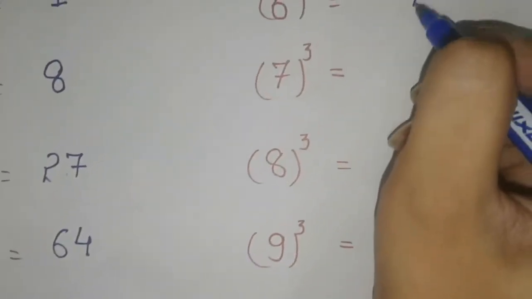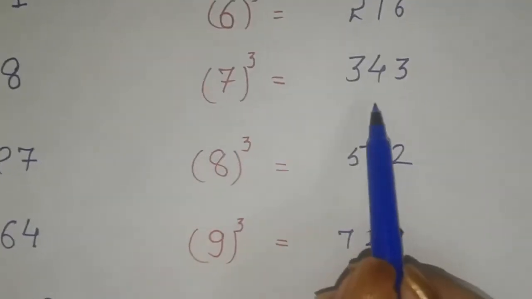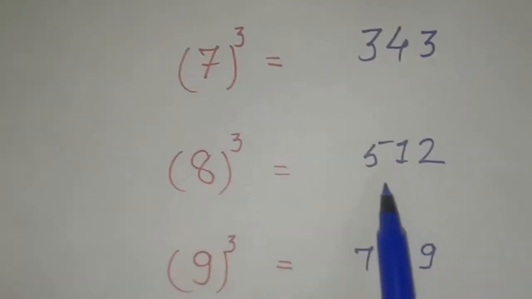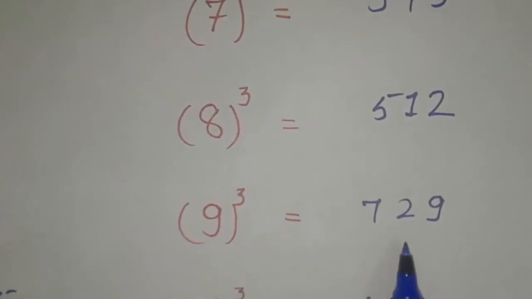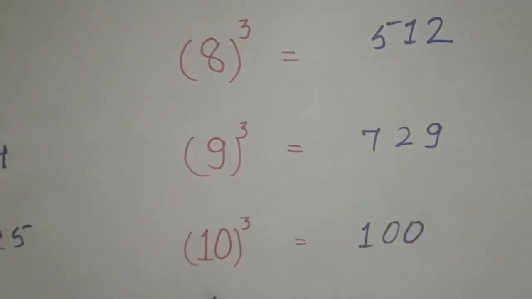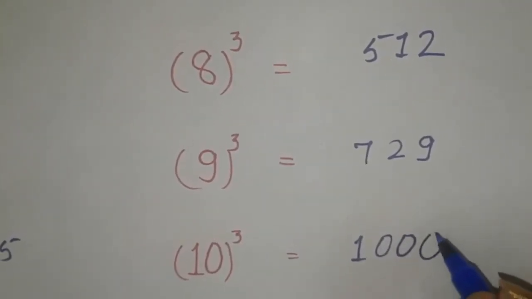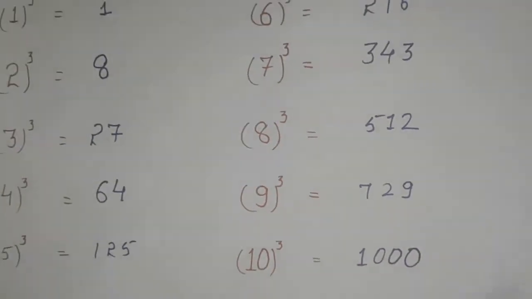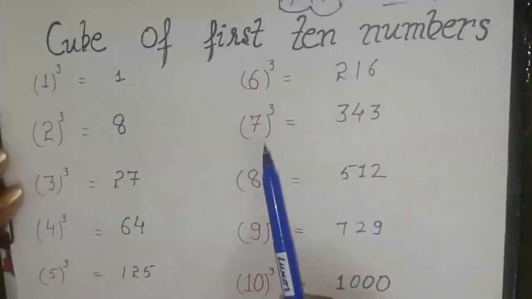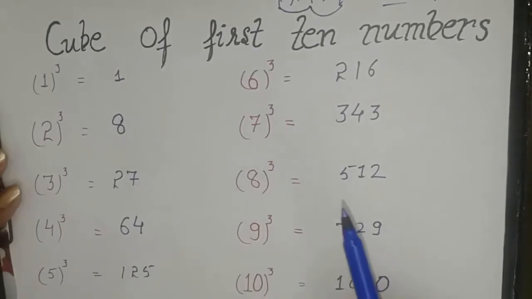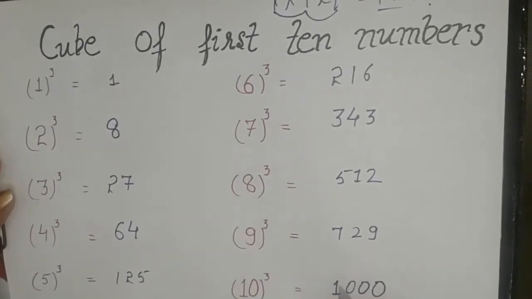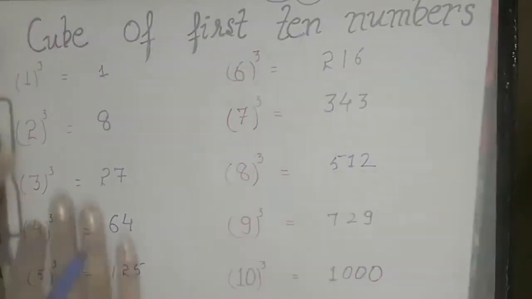Cube of 6 is 216. Cube of 7 is 343. Cube of 8 is 512. Cube of 9 is 729 and cube of 10 is 1000. First you need to memorize the cubes of the first numbers to solve the cube of the next 2-digit numbers in a quicker method. So let's start with 12.